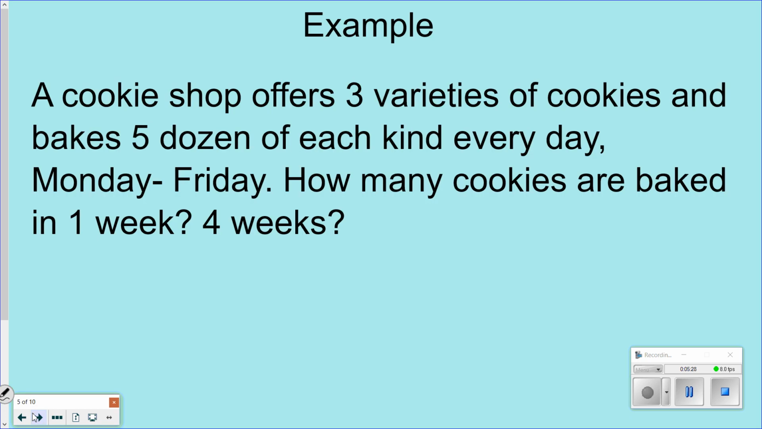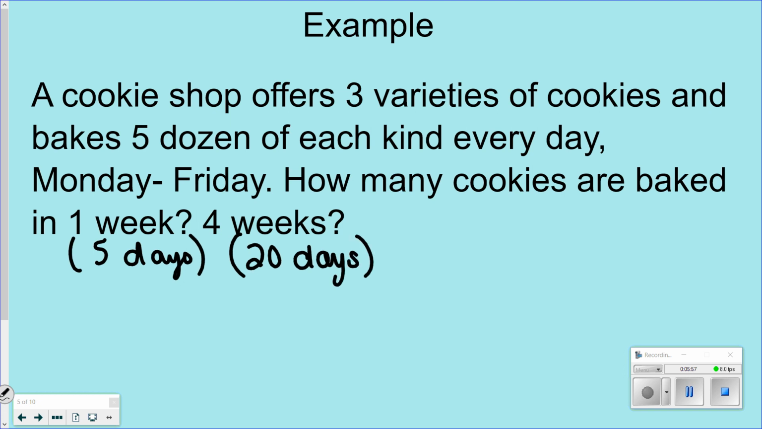All right, so what we're going to do is start some problems together. This is an example. A cookie shop offers 3 varieties of cookies and bakes 5 dozen of each kind every day, Monday through Friday. So that would be 5 days: Monday, Tuesday, Wednesday, Thursday, Friday. How many cookies are baked in 1 week? And for 4 weeks, we're going to say this is 20 days. We're not going to include Saturday and Sunday; we're going to pretend they're not open. Notice there are 2 questions here. We're going to answer the first one first.